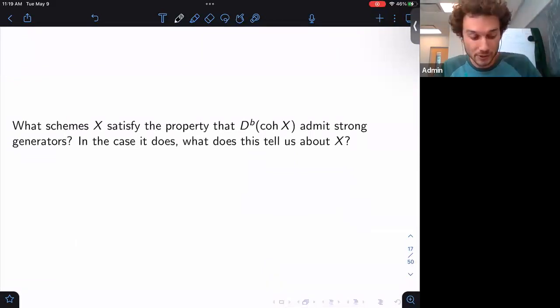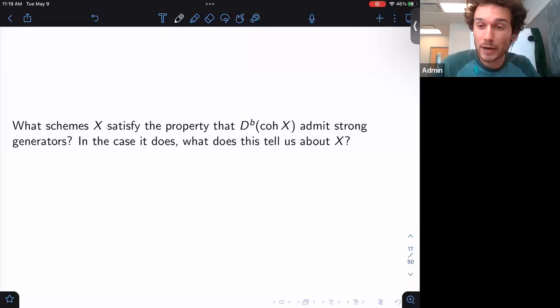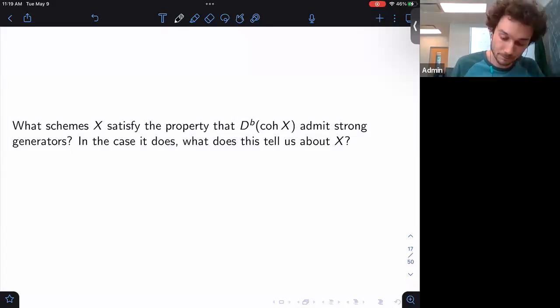So some natural questions. What schemes satisfy the property where D^b coh admits strong generators? In the case it does, what exactly does this tell us about X or about the scheme? Can I extract information from the derived category to tell me something either algebraic, geometric, or homological about the scheme or the ring or whatever I'm working with?